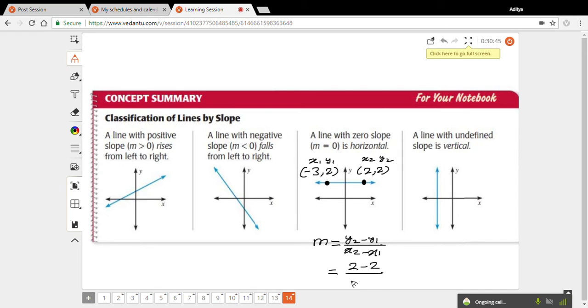So now what happens? You get 0 over something. That's always 0. So for a horizontal line, you would always get the gradient to be 0. Did you get this one?